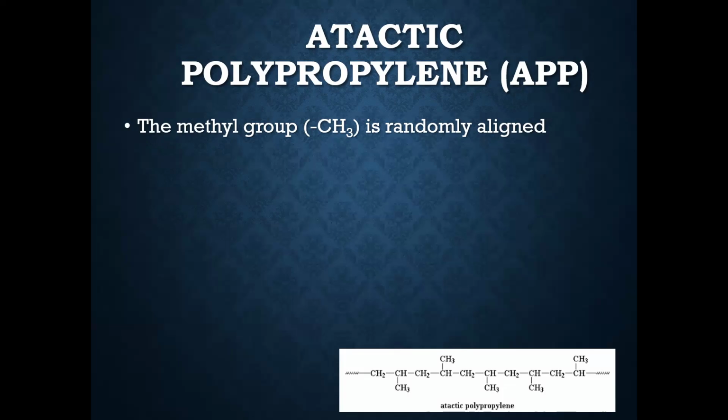The atactic polypropylene, as you can see down here, the methyl group is randomly distributed. There is no regular pattern of distributing the methyl group on the polymer. And the distribution of that methyl group provides different physical properties to the polymer.